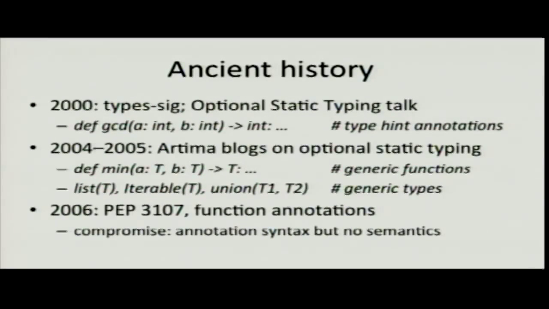I picked it up again in 2004, 2005, and did a series of, again, incredibly controversial blog posts. The sky was falling, people hated it, but at the same time, my own thinking about the topic slowly continued, and I started introducing things like generic functions and generic types. Not too long after that, I realized that the whole topic of defining types for arguments was too controversial to actually introduce in Python 3 as such.